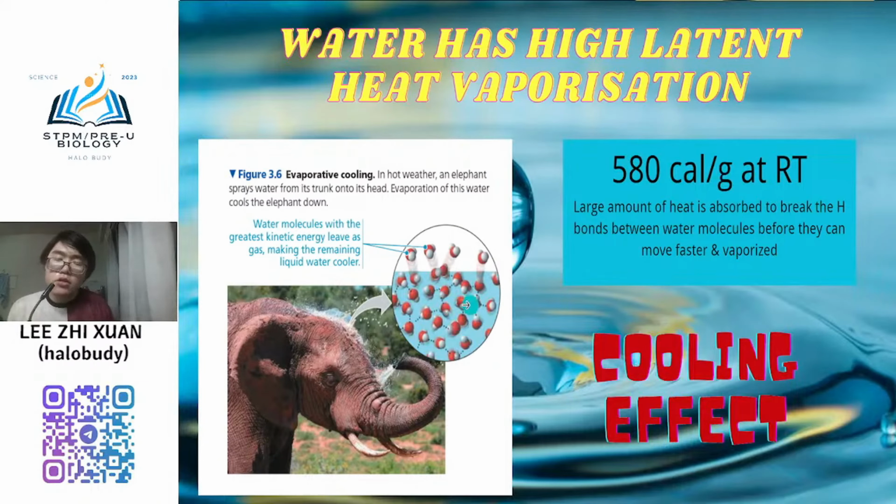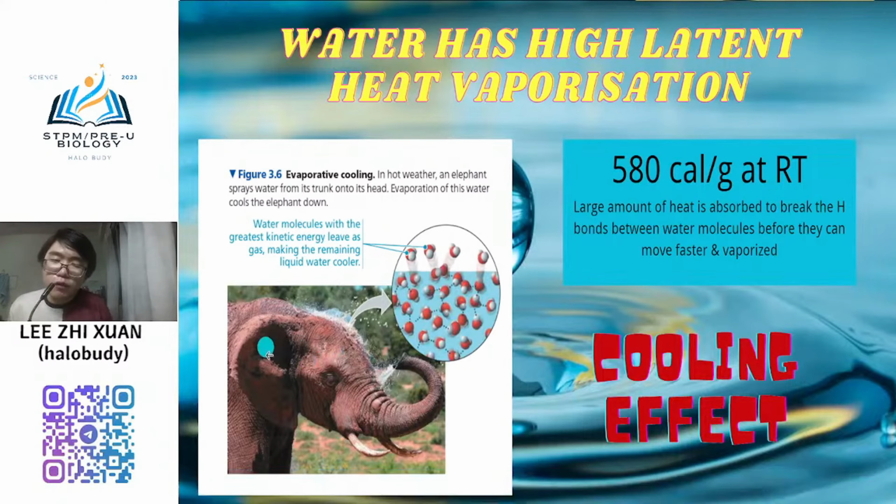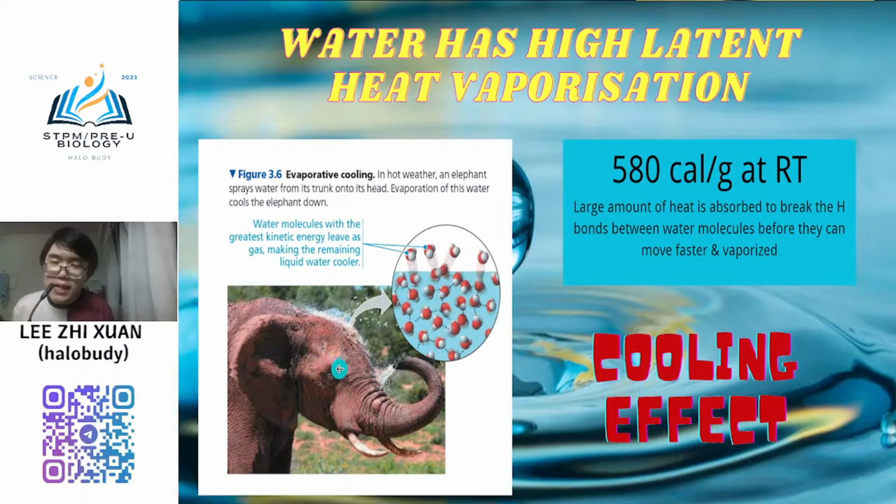Due to this. The main important thing is when there are water molecules on your skin, like this elephant lah, they splash water onto their head, onto their skin. When there are water molecules remaining on the skin, the water molecules will absorb the heat first, rather than your skin. If there are no water molecules, your skin will absorb the heat. But if there are water molecules there, they will absorb the heat first, so that it protects your skin.